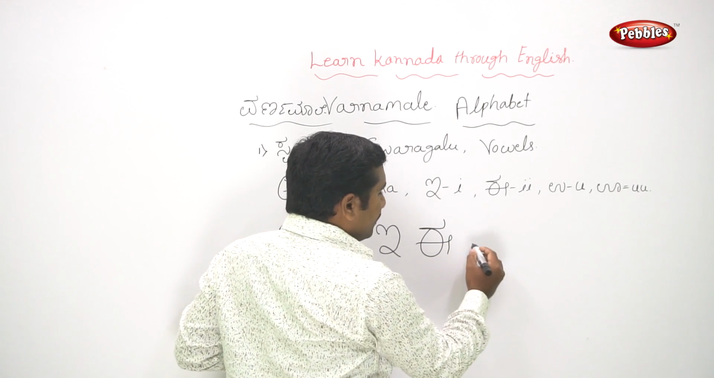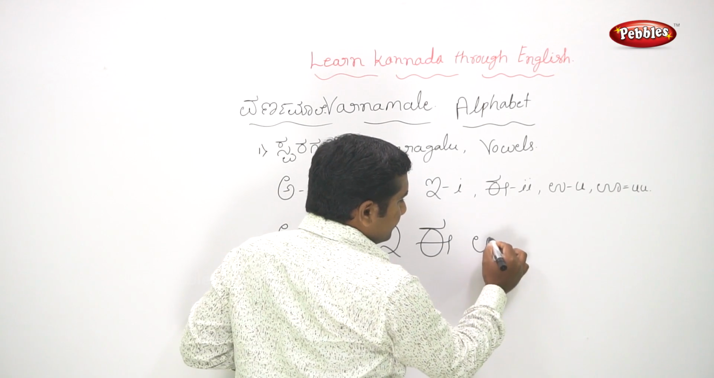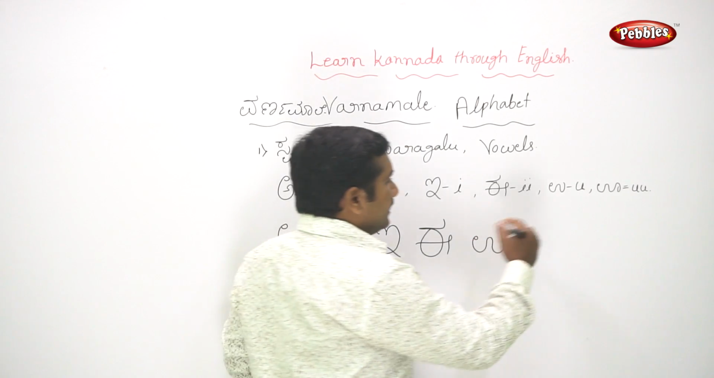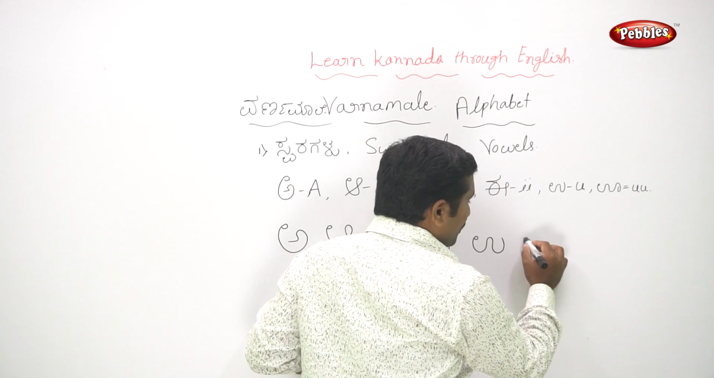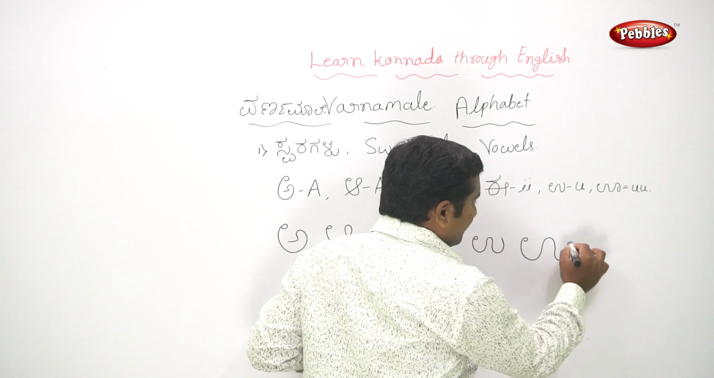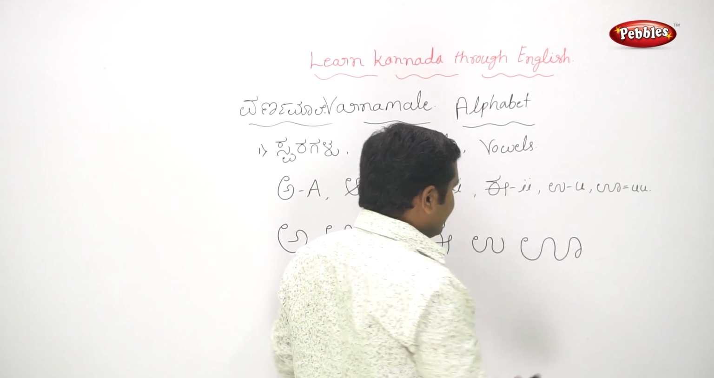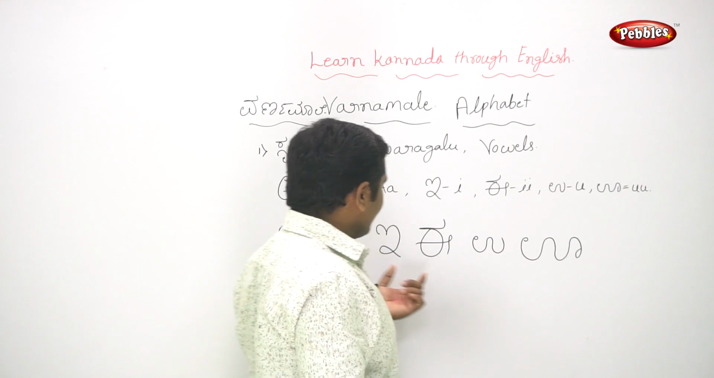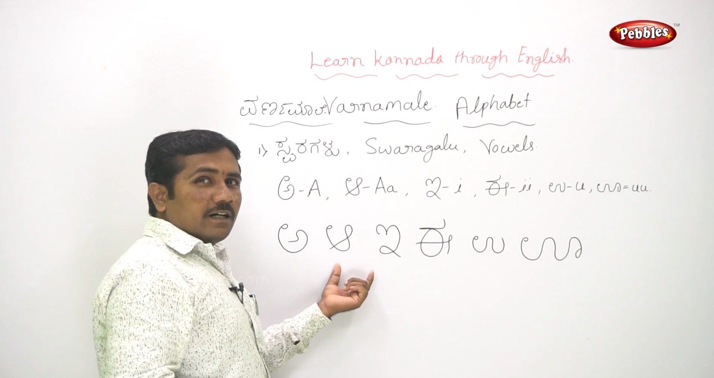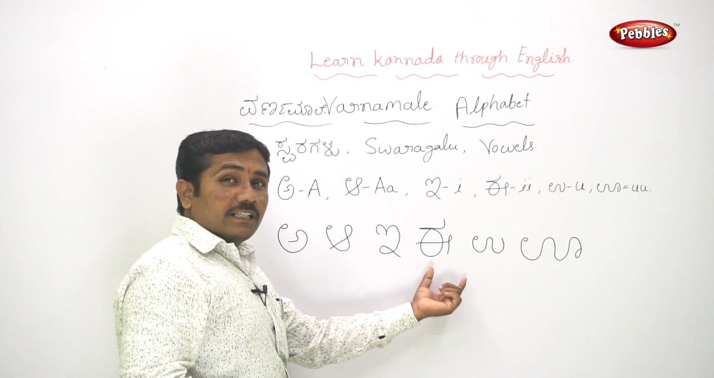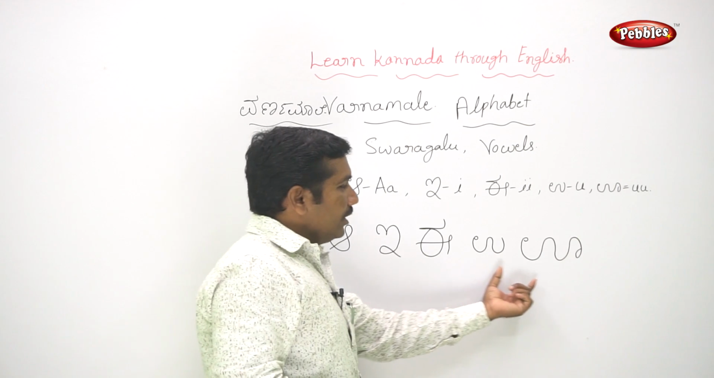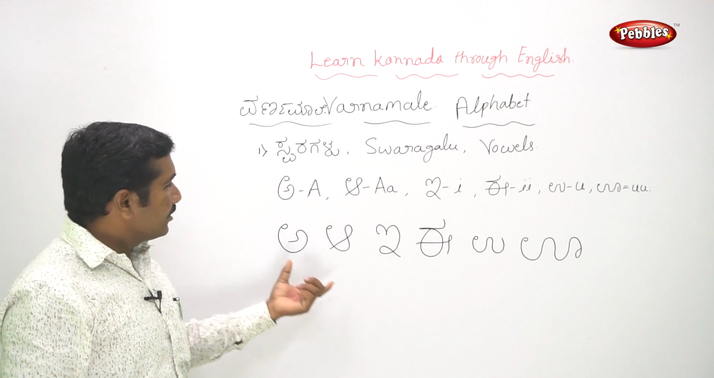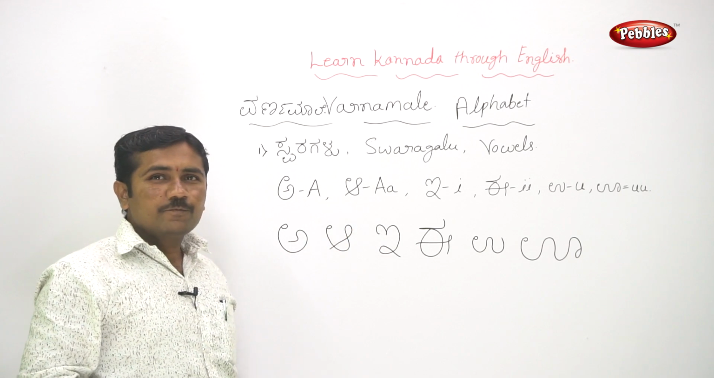See A, A, E, E. Next letter is U, and another next letter U. Say once again: U, U. A, A, E, E, U, U. Did you understand? Okay, we'll go to the next letters.